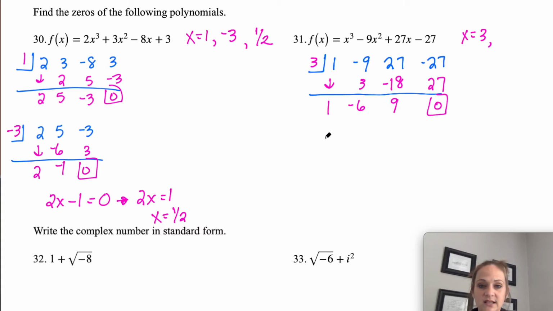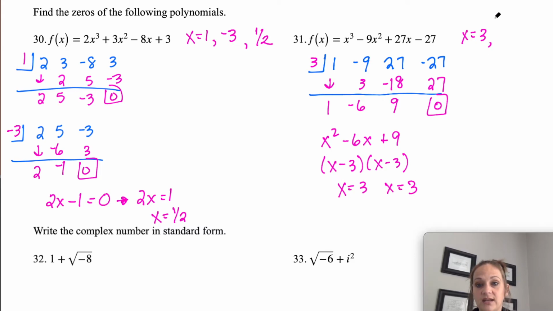So I'm going to take what's left, x squared minus 6x plus 9. I know that this factors. This factors into x minus 3, x minus 3. So I can set them both equal to 0. So I'll get 3 and 3. So actually all of my zeros were 3s. So you could either write 3 three times, or you could say 3 with a multiplicity of 3.